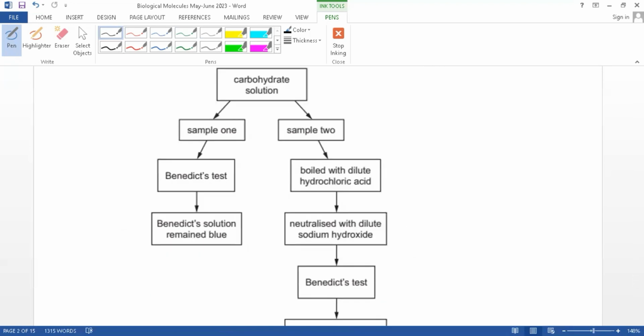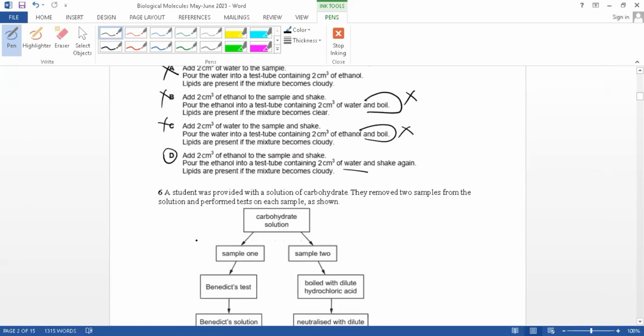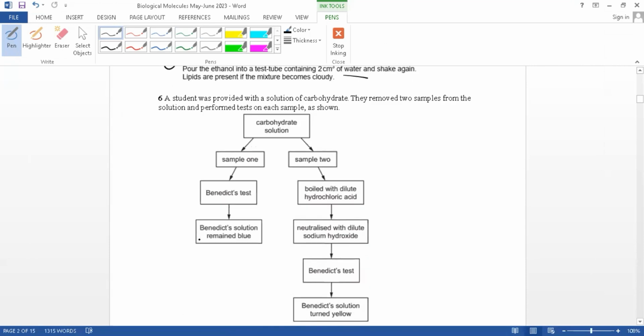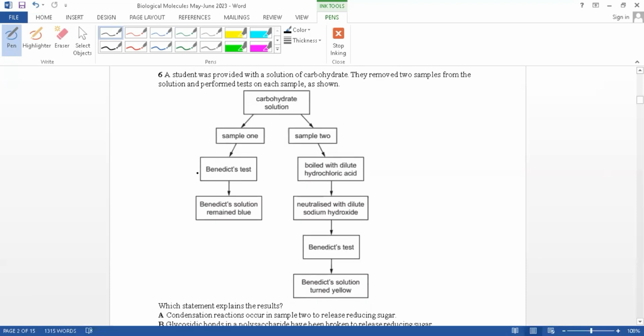Now in the next question, you can see a student was provided with a solution of carbohydrate. They removed 2 samples from the solution and performed a test on each sample. You can see this is the carbohydrate solution, and here is sample 1, sample 2. In sample 1, he has added Benedict's, and the solution remained blue. So that is simply the test for reducing sugar. He did it, and he got a negative result.